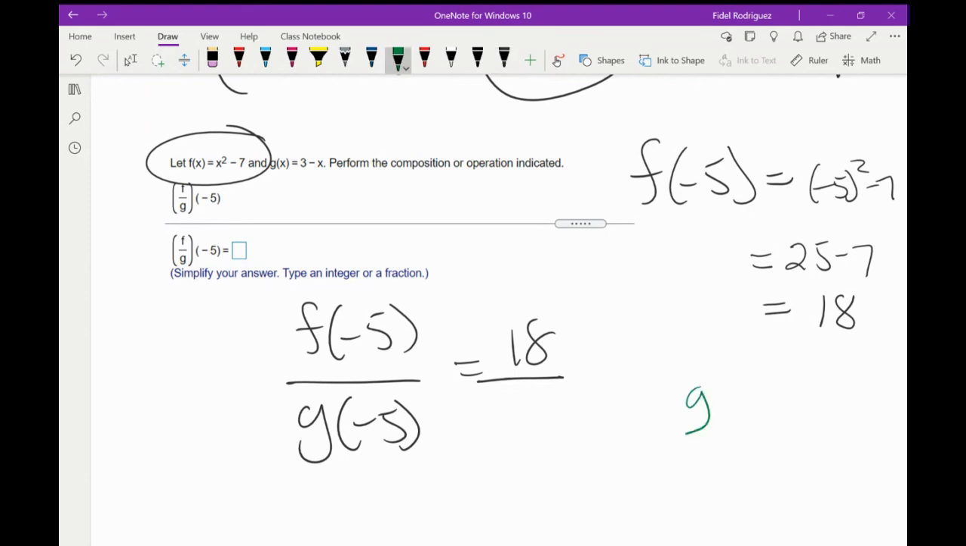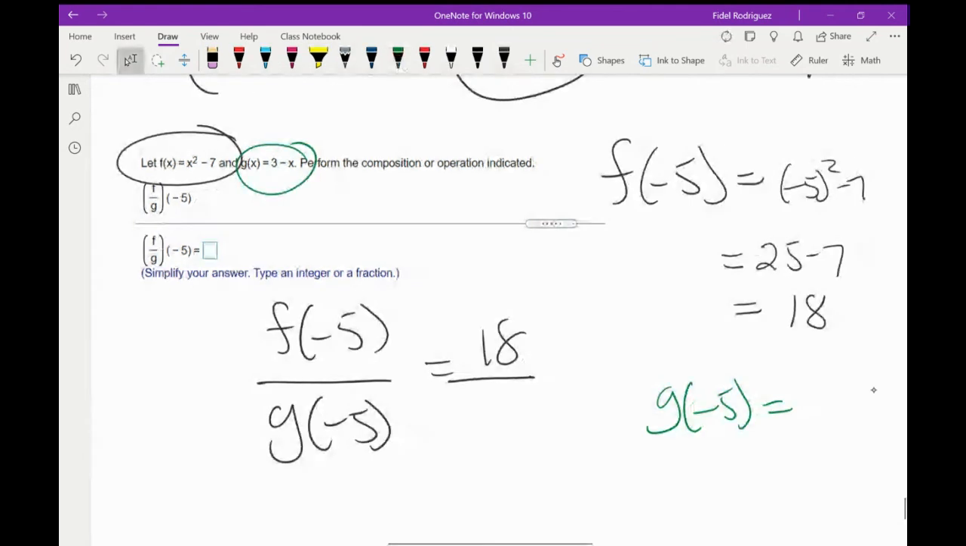Let's do the same thing for g of negative 5. So I'm going to come back over here. Now, guys, I'm going to be real careful when I write this. Look, 3 minus a negative 5, because I'm plugging in negative 5. Even though there's a minus there, I still got to put that negative 5. Minus and minus become plus. That gives me 8.